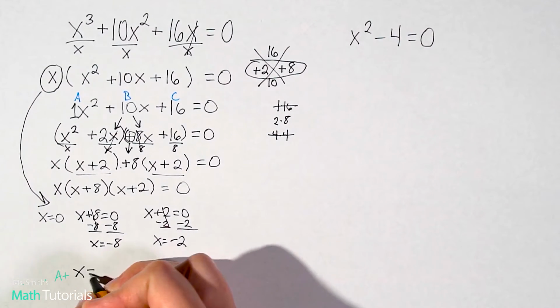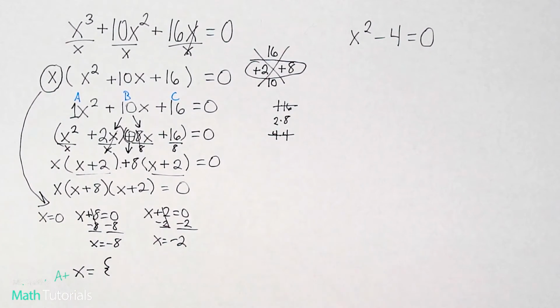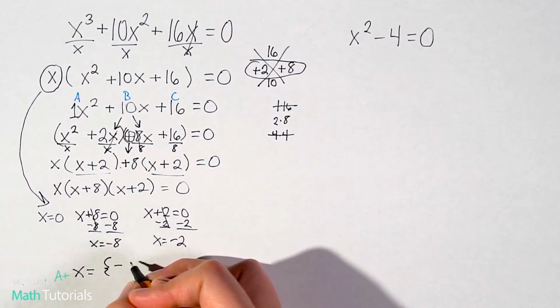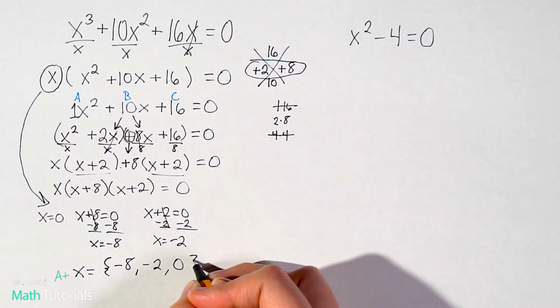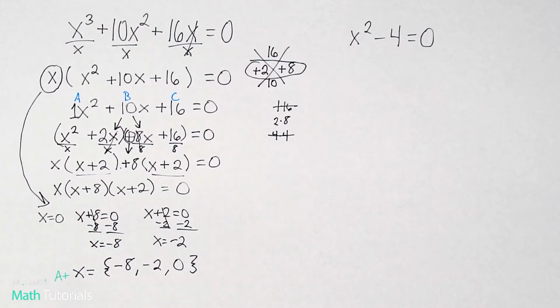So my x would be equal to, we do our little brace, and you want to list them in order from lowest to highest, would just be good form. So negative 8, negative 2, and 0. End brace.